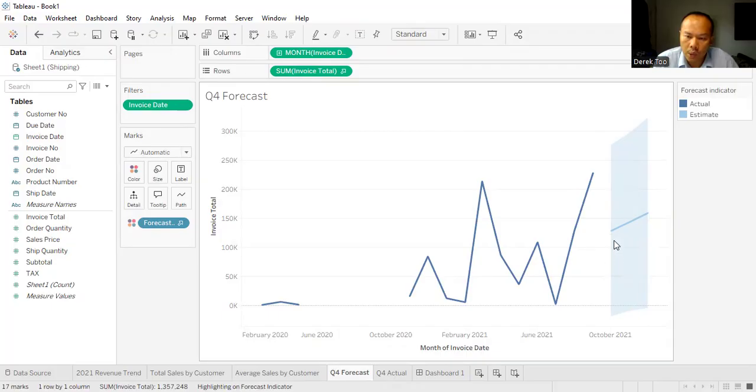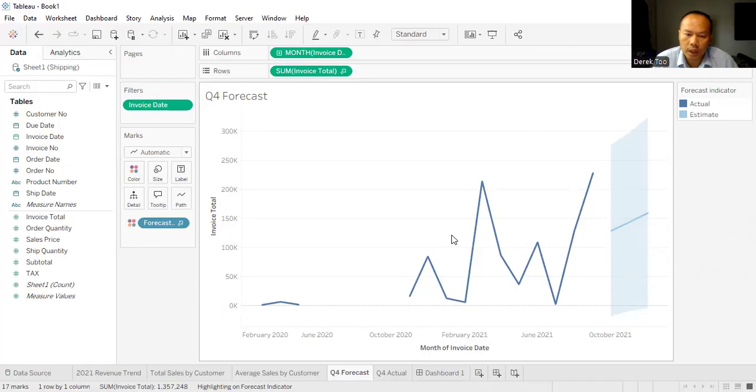If you put your mouse there, you can see that for October 2021, the forecast is 128,30. Then November, you move along the line. November 2021 is 143,413. And then you move along the line and you see December 2021, 158,796. So that is the forecast for Q4 in 2021.